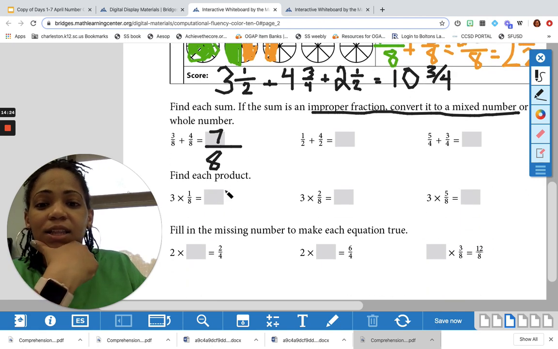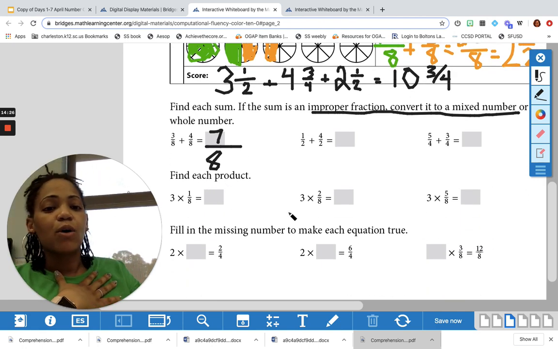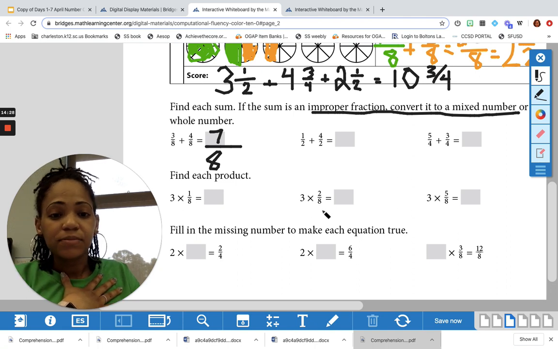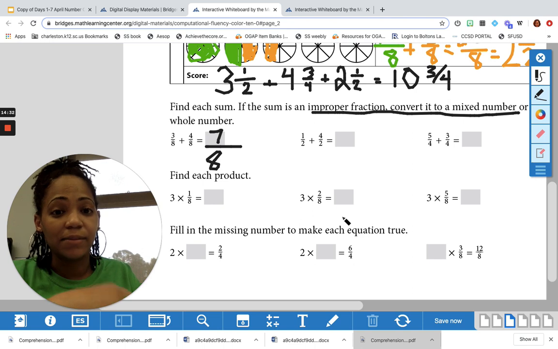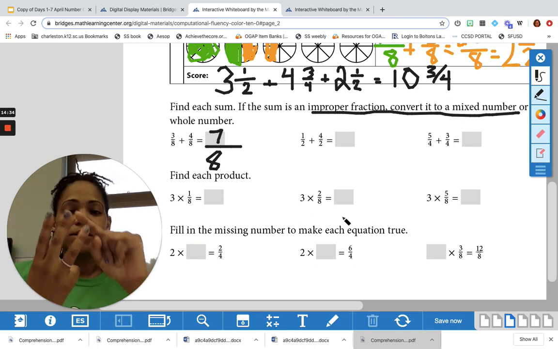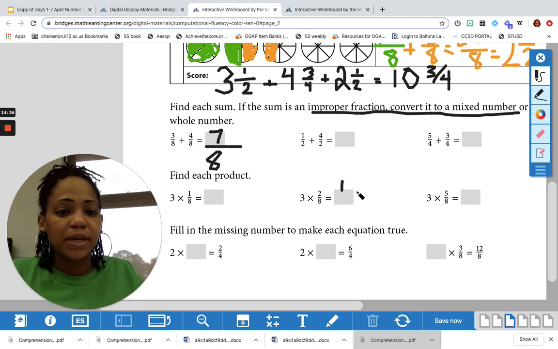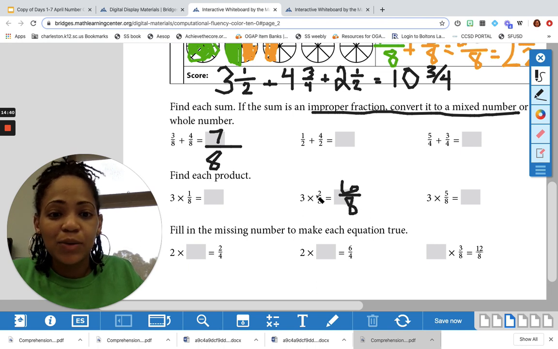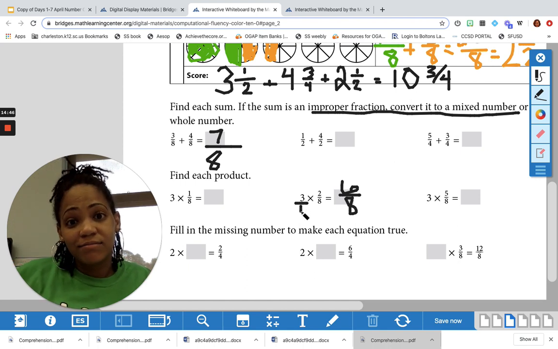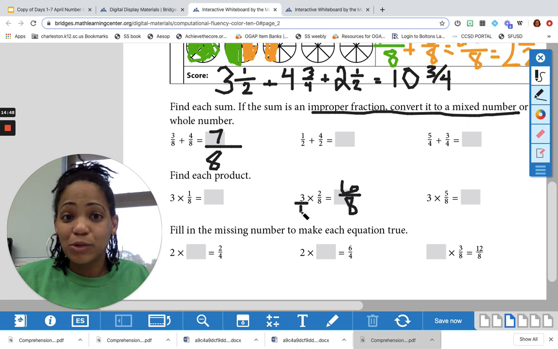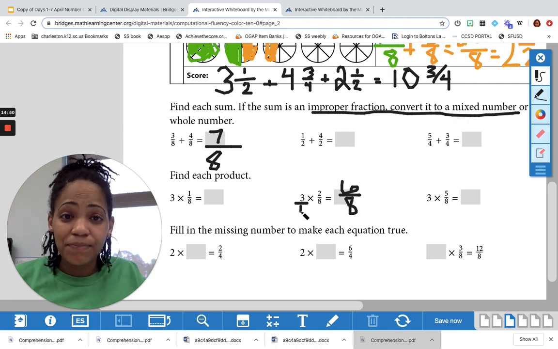Okay? This one is find each product. Now we have a whole number times a fraction. So if I have 3 times 2/8, that means I have 2/8 3 times. So 2/8 plus 2/8 plus 2/8, which would be 6/8. And maybe you notice that you end up just multiplying across because 3 is the same thing as saying 3/1, right? Remember that from 3rd grade?